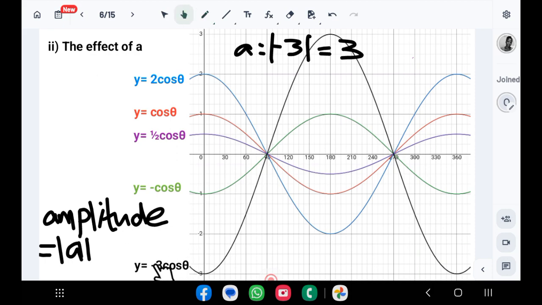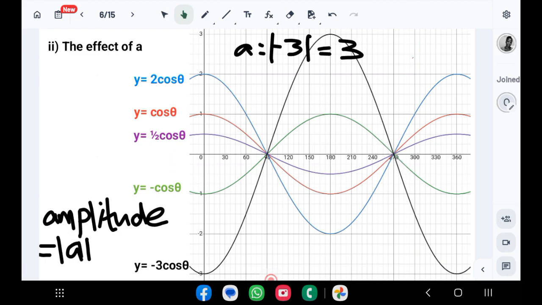Now, the minus sign means it is flipped upside down. So instead of starting with a maximum turning point, it will start with a minimum turning point. The points of intersection with the x-axis will still remain the same, but the turning points switch places. The maximum turning points become the minimum turning points, and vice versa.